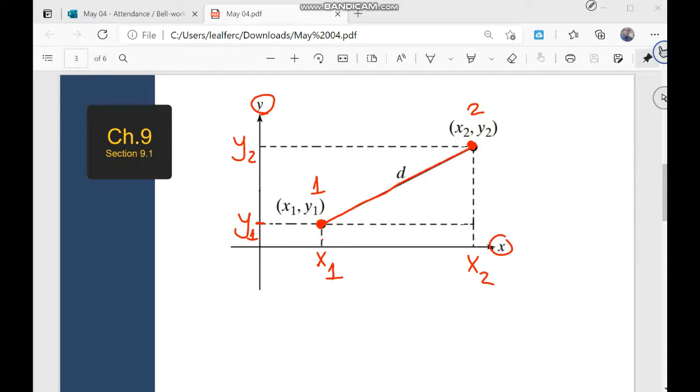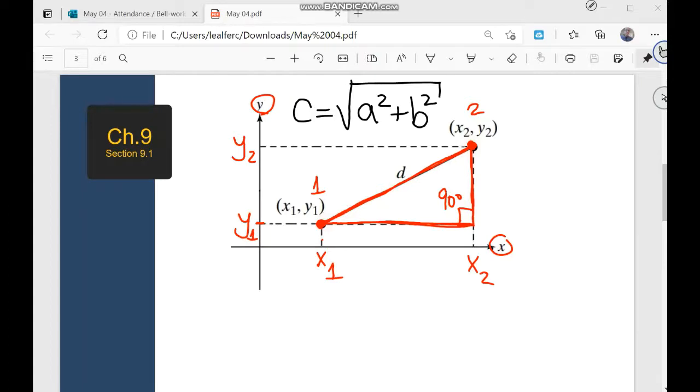We can apply the Pythagorean theorem, so we need to find a right triangle, and this is going to be our right triangle. See, this is a 90-degree angle, and opposite to the 90-degree angle we have the hypotenuse, the longest side, which is D, and the legs are the adjacent sides. Let's say the formula is C equals the square root of A squared plus B squared, right? This formula we can find from the Pythagorean theorem. And we can make C equal to D. And what about A and B? We actually can find A by subtracting x2 minus x1. This is going to be equal to A.